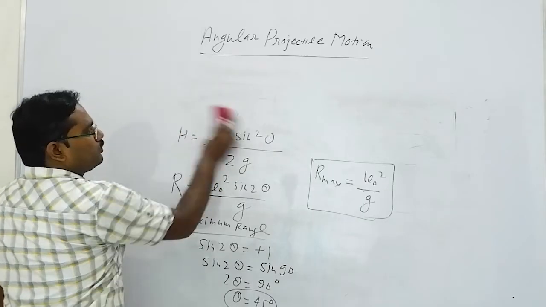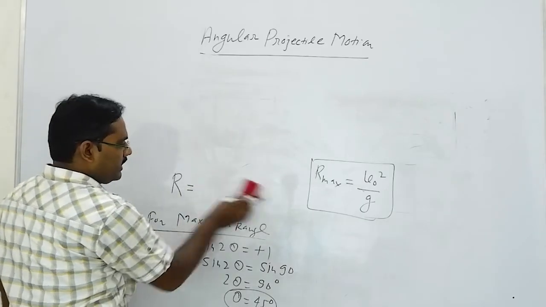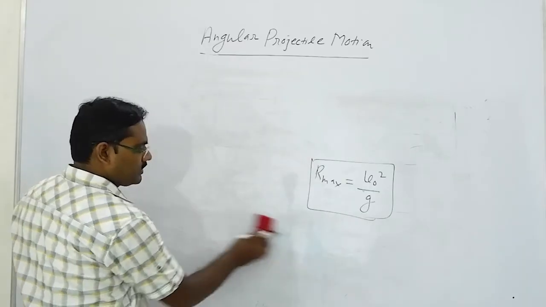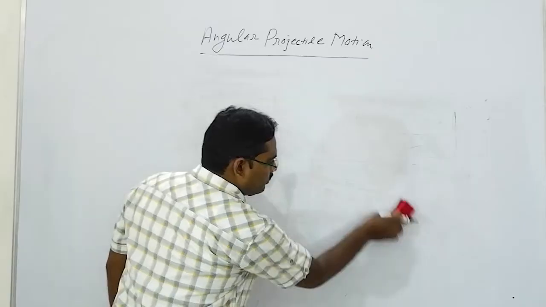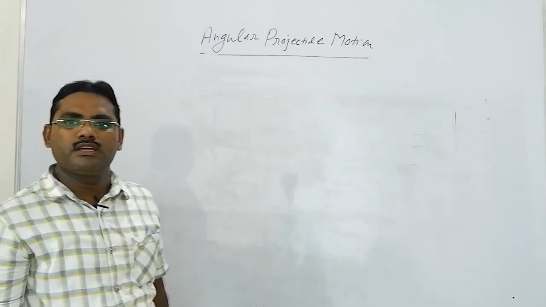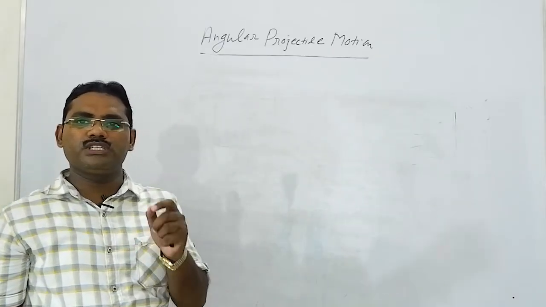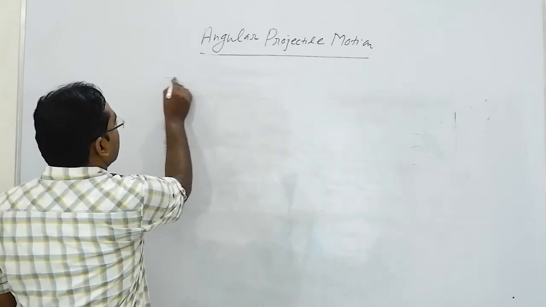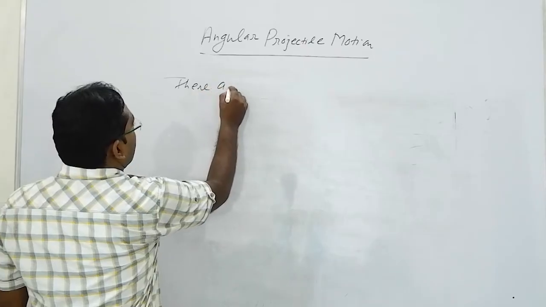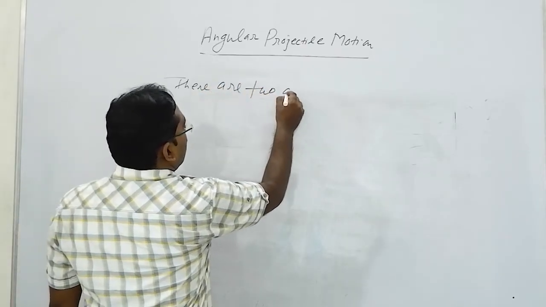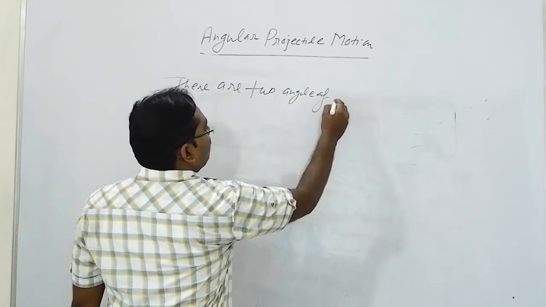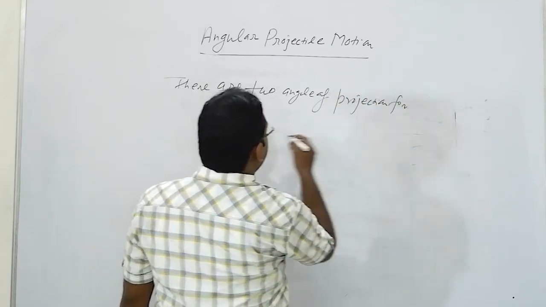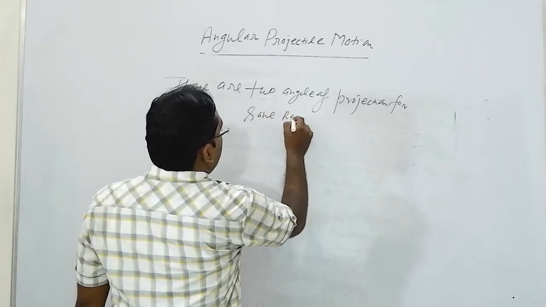There is a question put up in examinations, and a lot of times in competitive examinations: there are two angles of projection for the same range.